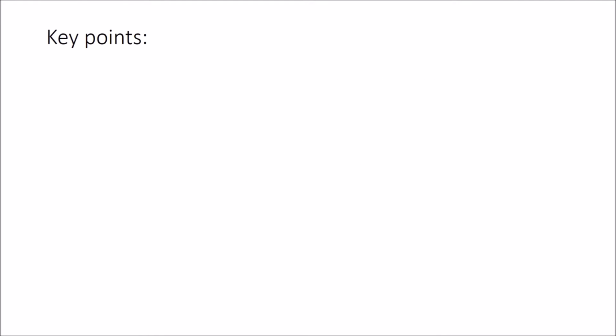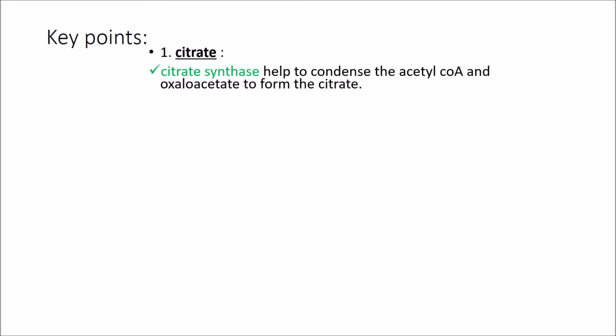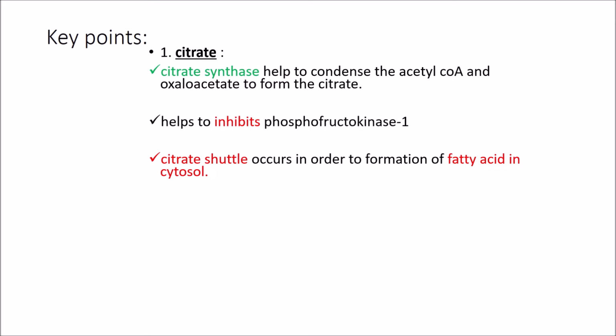Now let's talk about some key points of this cycle. Citrate is the product of condensation of acetyl CoA and oxaloacetate in the presence of citrate synthase. When it goes outside the mitochondria by the citrate shuttle, it inhibits phosphofructokinase 1, which is a well regulated enzyme in glycolysis. So it is going to inhibit that enzyme. And when the citrate shuttle occurs, it also helps in the formation of fatty acids in the cytosol.